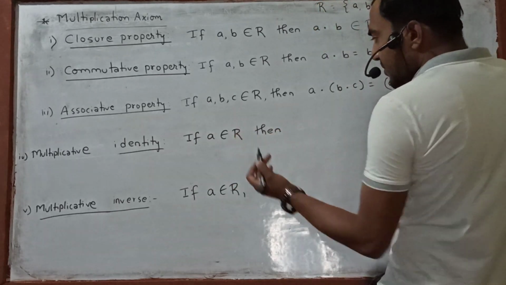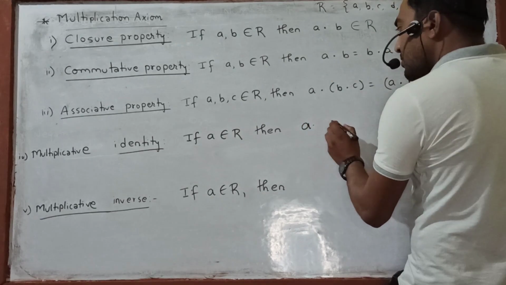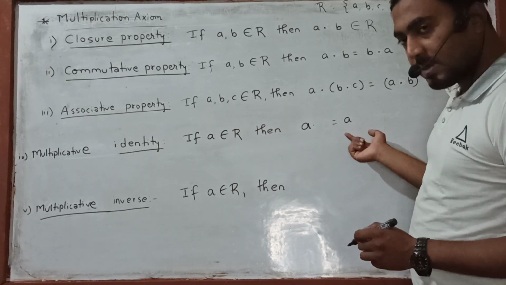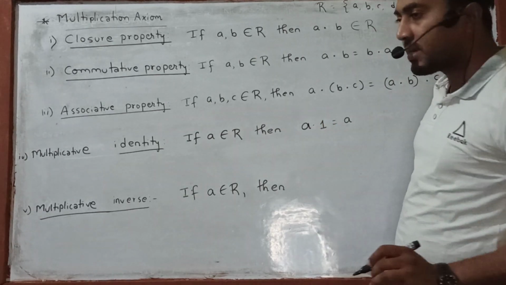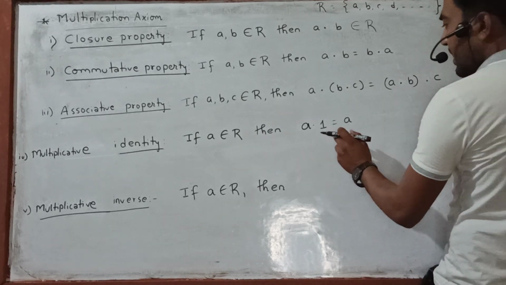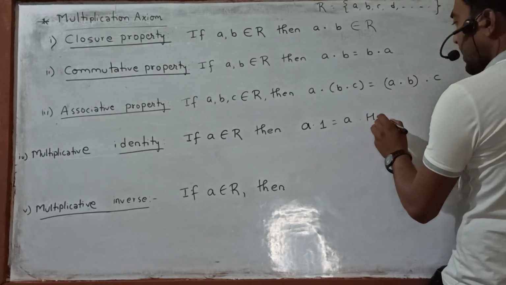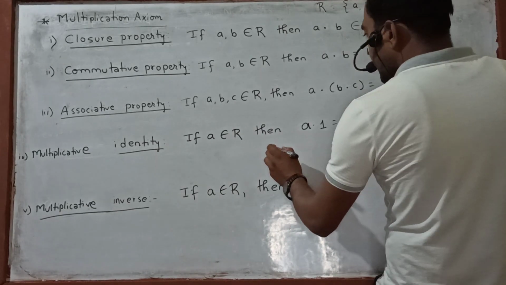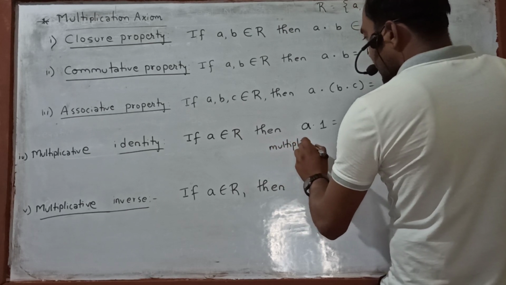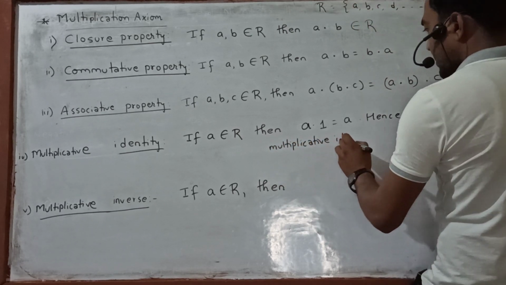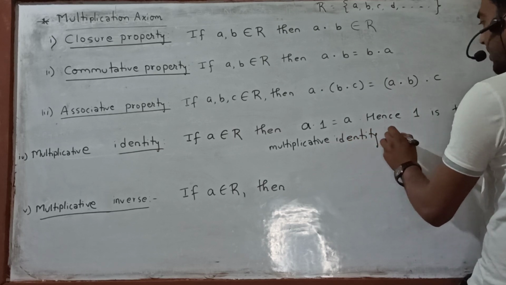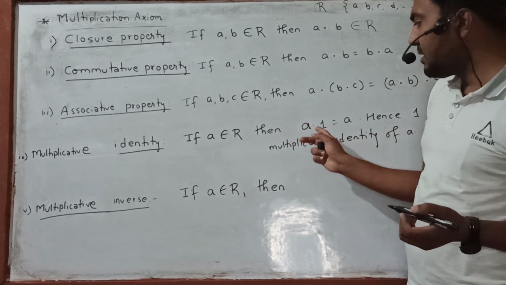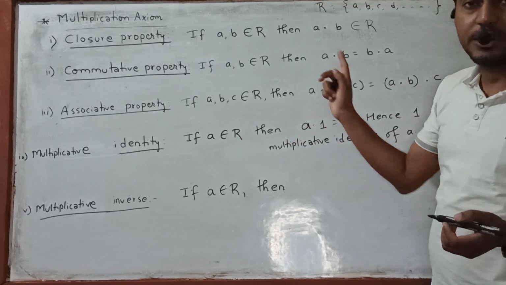If a belongs to the set of real numbers, then a into what is equal to a? What do we have to multiply in a to get the same result? So obviously we have to multiply 1. A into 1 is equal to a. Hence we can say that 1 is the multiplicative identity of a. Similarly, you can take an example like 10 into 1 will be 10, so 1 will be the multiplicative identity of 10.